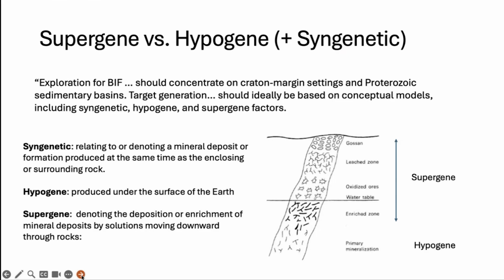What do we mean by hypogene and supergene? So hypogene is something that's produced at depth, below the influence of the surface, and the supergene is above that, and it denotes the deposition and enrichment of mineral deposits by solutions moving downward through rocks. So is that about the way you would describe it, Matt?